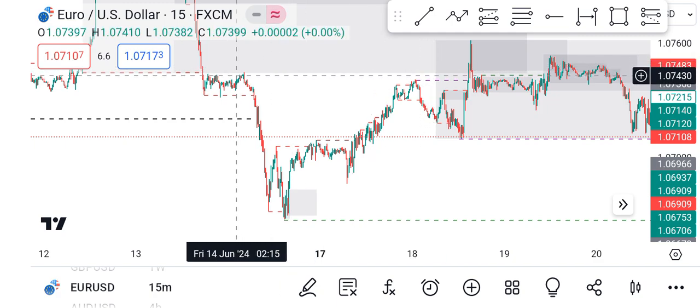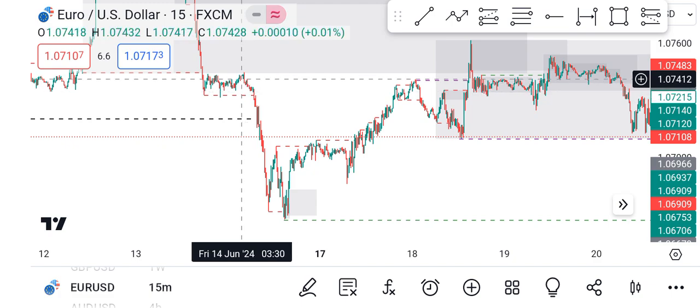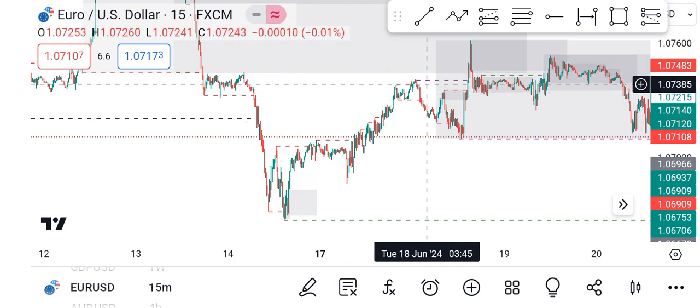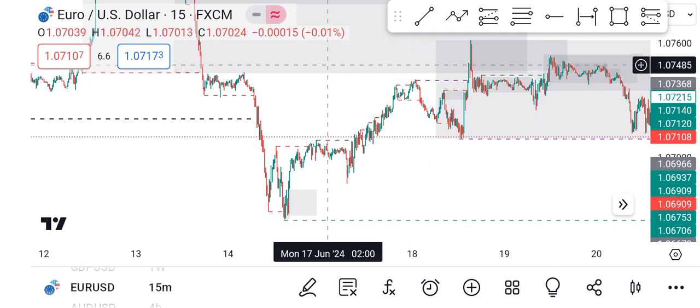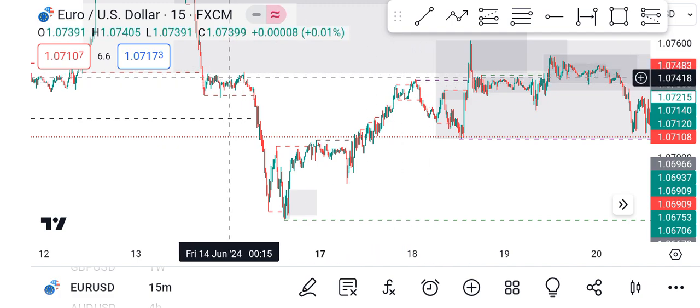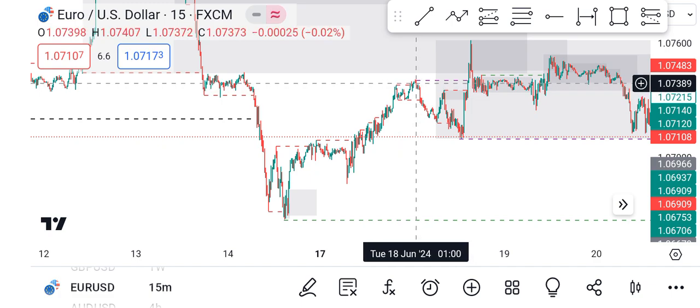People sold from here, from this market right here. People sold from here. That was why we had the market structure shift. And this actually created more inducement for the market to sweep. This is the first inducement here on the 4 hour. This created more inducement here.